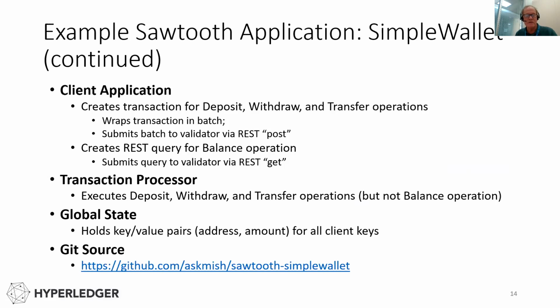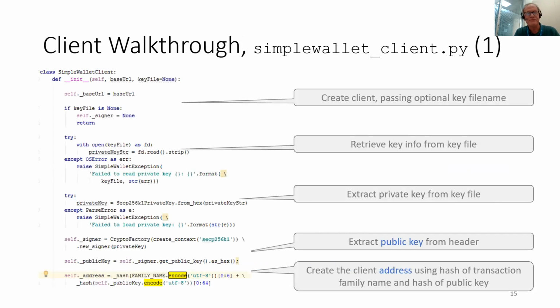The Git source is kept in a repository at this web address, so you can look at the source yourself and even clone it and modify it as you wish. So let's start with the client, then we'll move on to the transaction processor. The first thing we do is create a client. This is creating a client class using an optional key file name, and that key file identifies a wallet.